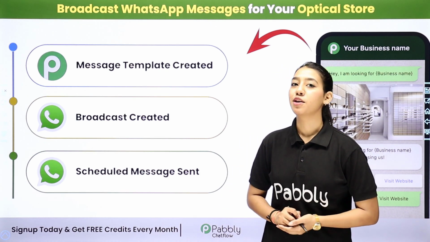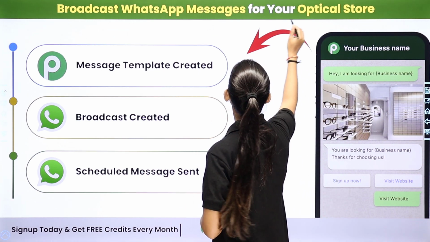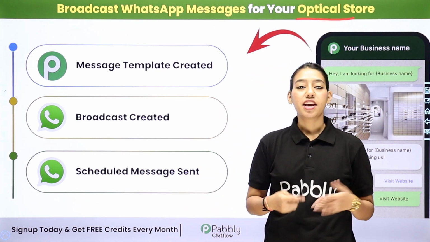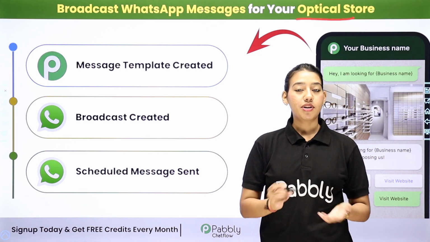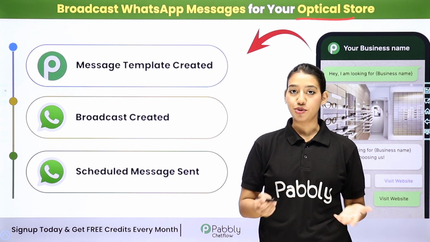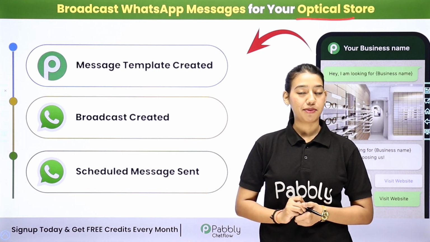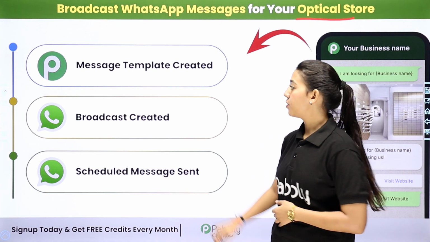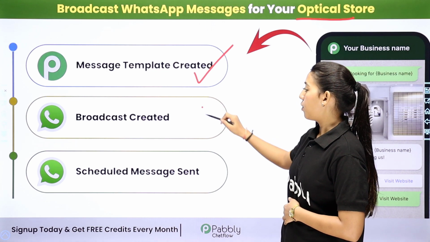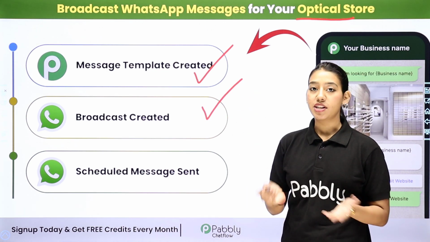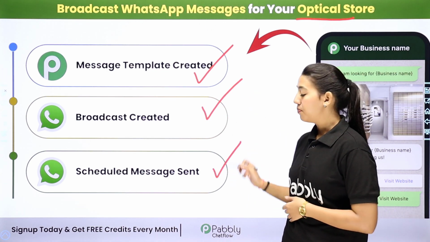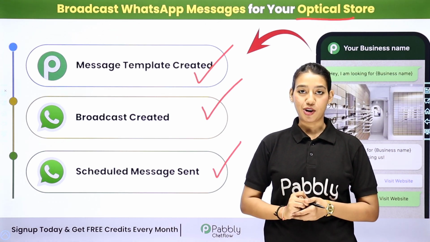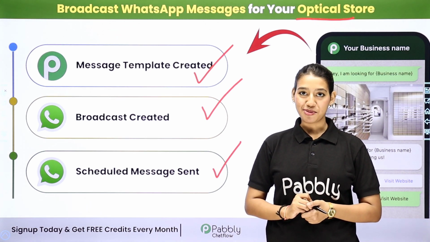In today's video, we are going to learn how to broadcast WhatsApp messages for your optical store. If you're in an optical store, then manually responding to all the queries related to new arrivals and offers can be a very time-consuming process. So with the help of Pabbly Chatflow, we are going to create a template message which will be broadcasted to the respective contact list on the scheduled time. Now, if you want to learn how to create this broadcast message, then let me take you to my screen.